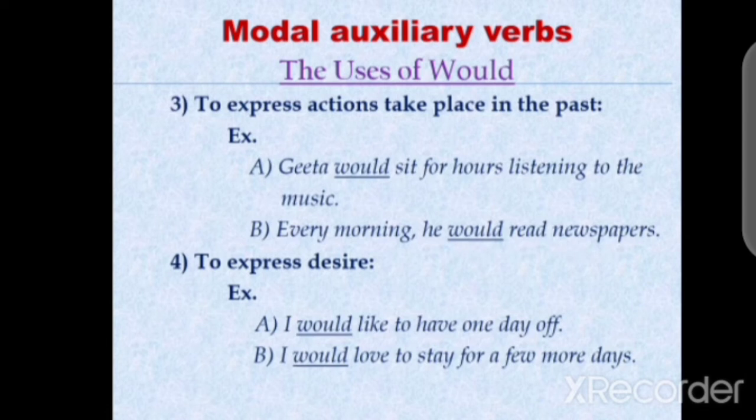Next rule, would is used to express desire. For example, I would like to have one day off. I would love to stay for a few more days. Now here, would after love, like, wish expresses a strong desire.